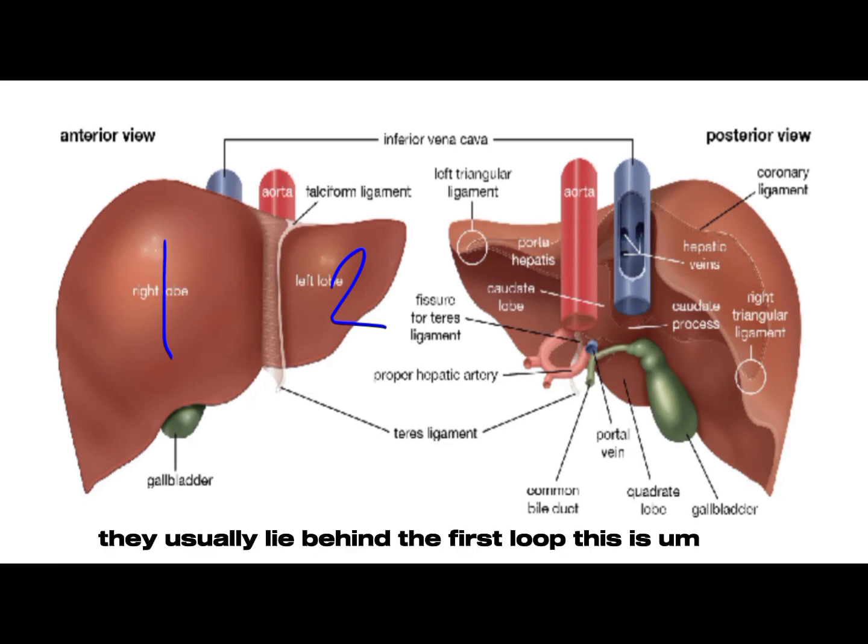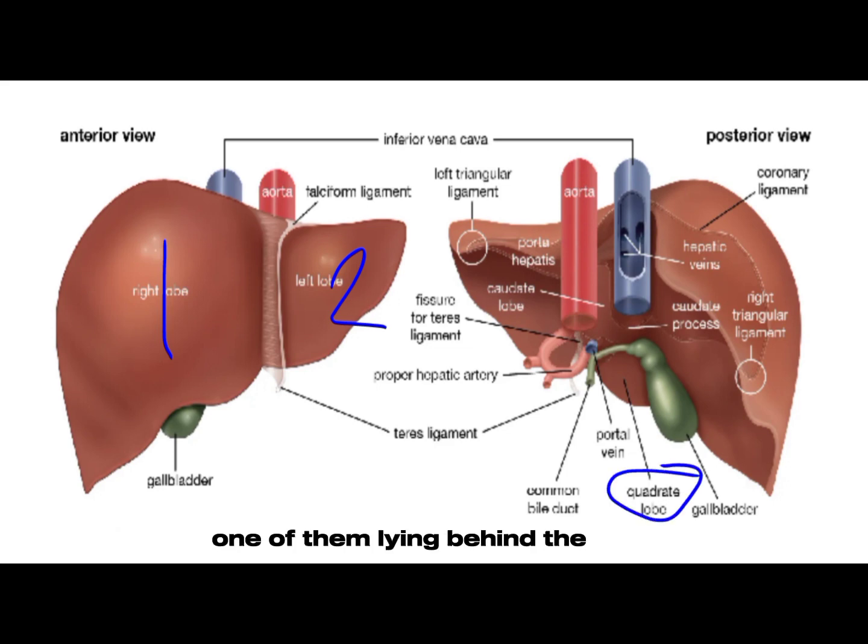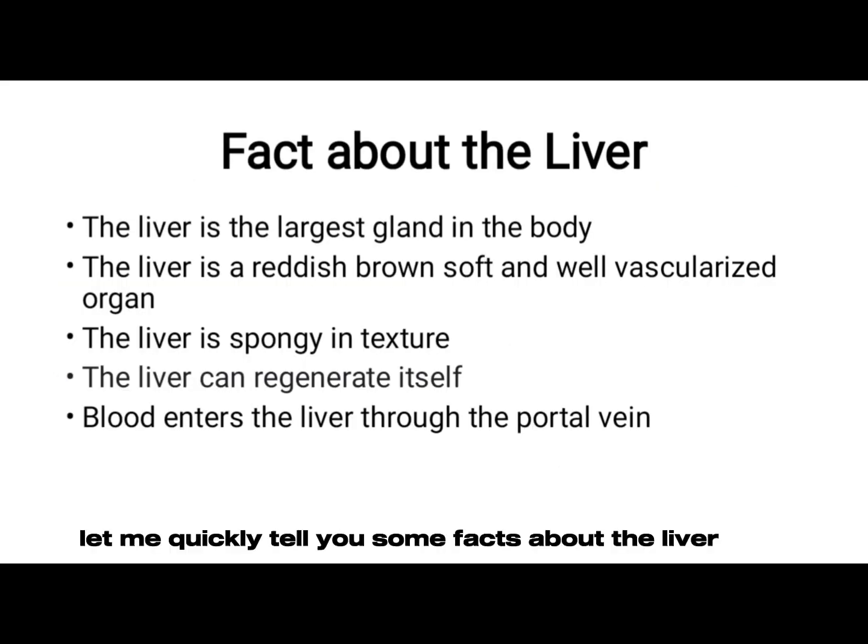They usually lie behind the first lobe. This is one of them, lying behind the right lobe. The other one is a quadrate lobe. Basically the 4 lobes are also divided into smaller units called lobules. Now let me quickly tell you some facts about the liver.